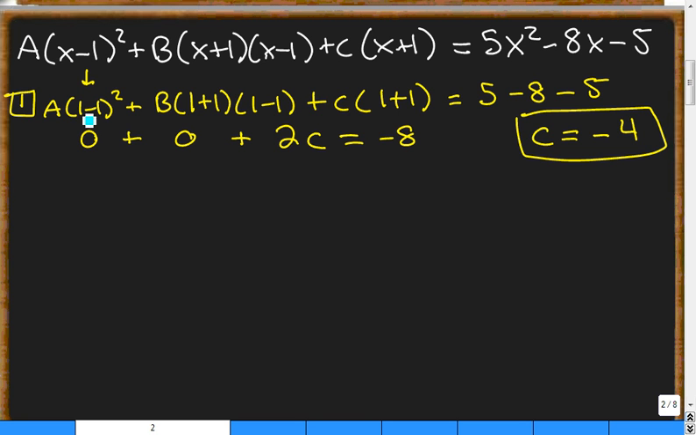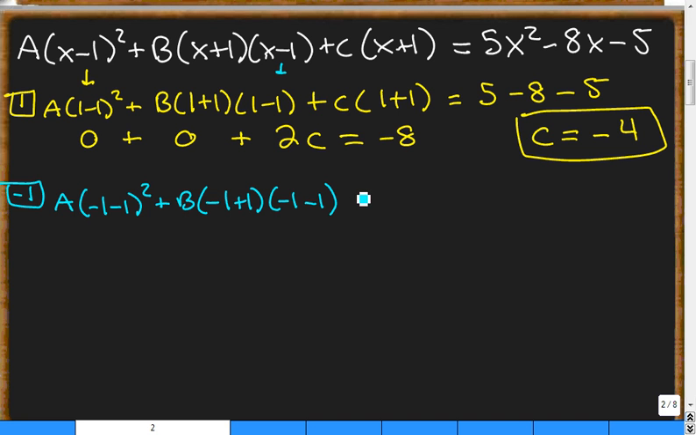So we picked a 0 to help us find what one of our other numbers could be. Now, let's say we tried a different number. So let's say we tried a negative 1 here. So if we plugged in negative 1, what would happen? Well, if we plugged in negative 1, we would get a times negative 1 minus 1 squared plus b times negative 1 plus 1 times negative 1 minus 1 plus c times negative 1 plus 1.